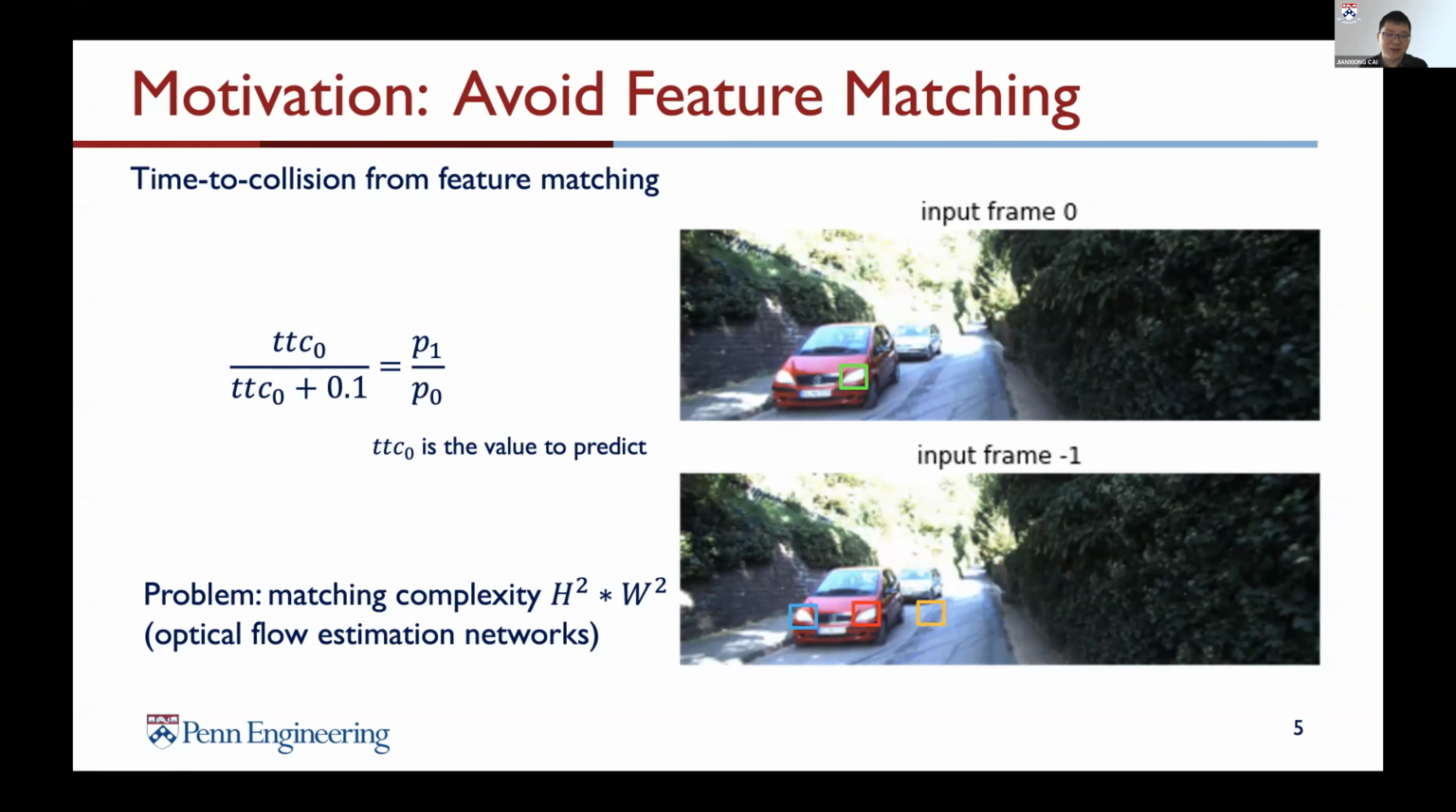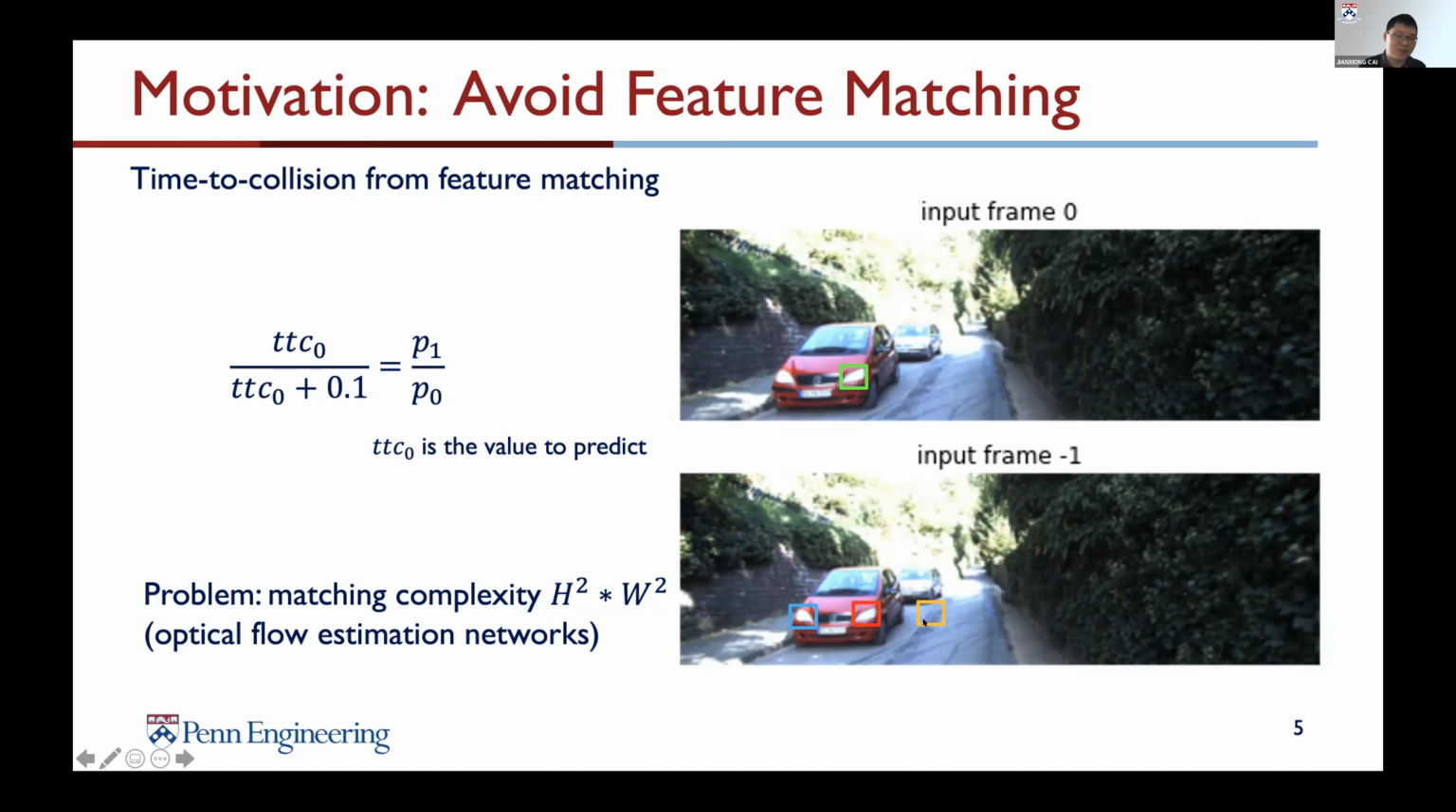Everything sounds good now, but this approach has a major problem with matching complexity. In order to establish the correspondence between the green pixel and the red pixel, we have to compare the green pixel with every possible pixel and surrounding patch on the second frame. So basically we need to compare with the blue box, then the orange box, and every other single possible one.